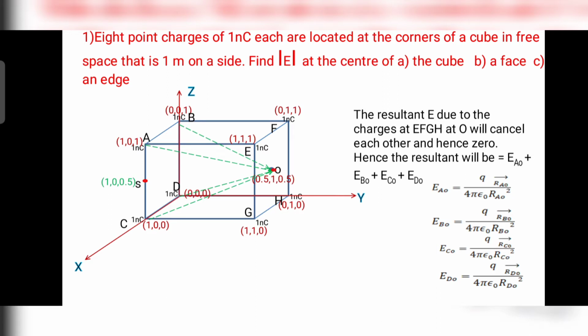I have also written the resultant field as equal to EAO plus EBO plus ECO plus EDO, where EAO is nothing but Q by 4 pi epsilon naught into RAO bar divided by RAO square, that is the distance between those 2 points, multiplied by the unit vector along RAO. Similarly, we can have the formula for EBO, ECO and EDO. Next, let us go through the calculation part of this particular problem.